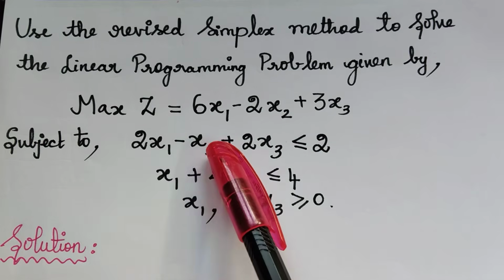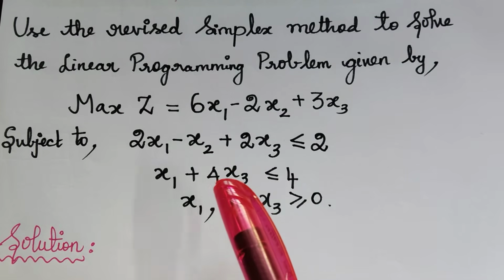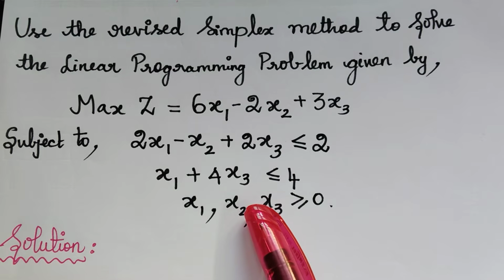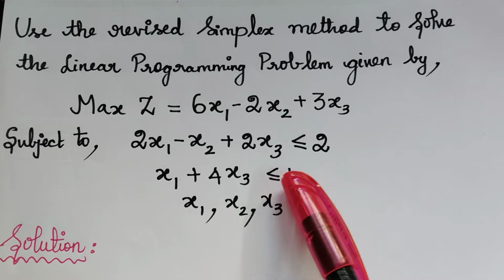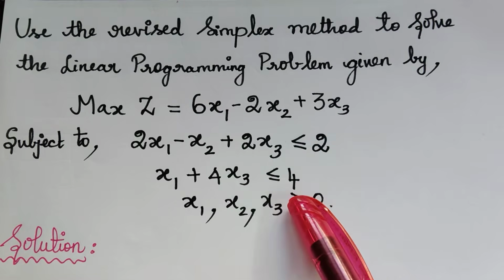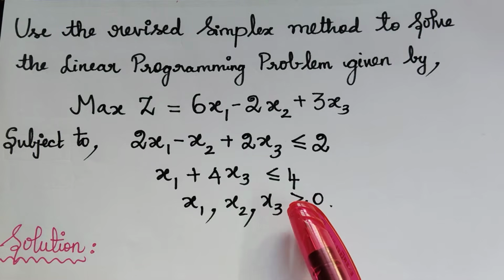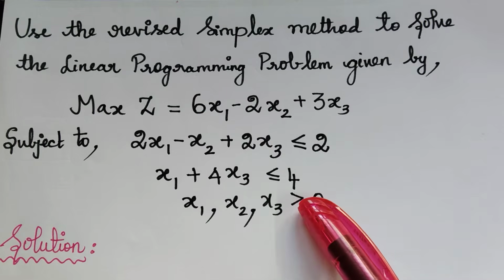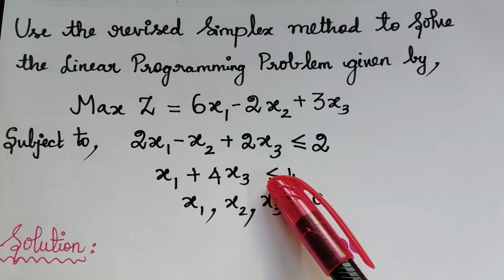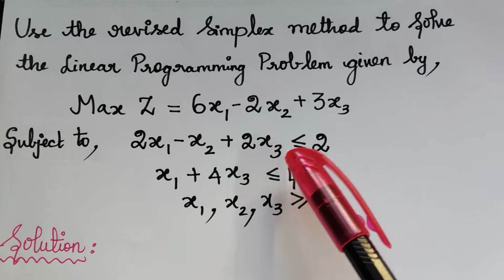Now here we have two constraints, which means there will be two basic variables. Another thing we have to check is the inequalities. The first constraint has the inequality less than or equal to, and the second constraint also has an inequality less than or equal to, which means in order to convert this problem into a standard LPP, we have to add slack variables to both the constraints. When we add the slack variables, the inequalities turn into equalities.